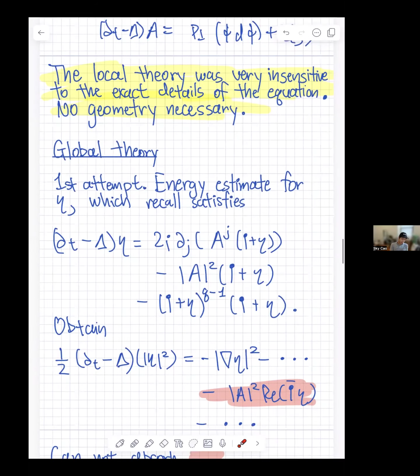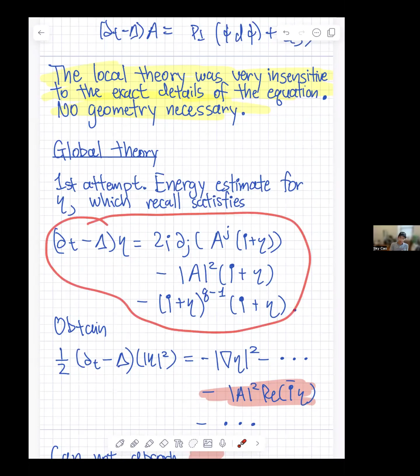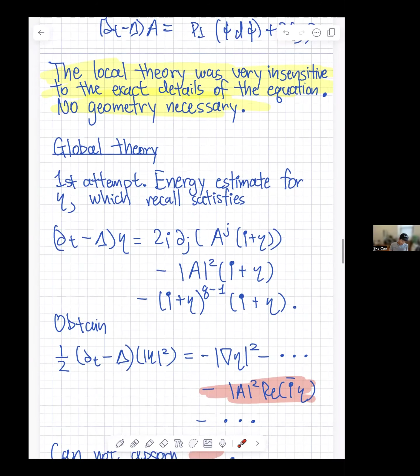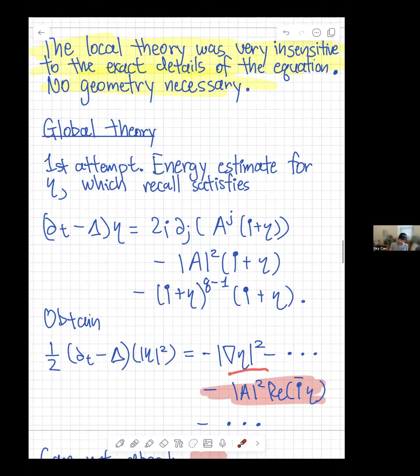And then testing eta against itself, against the equation. Again, it doesn't really matter the exact details of the equation for eta, the remainder. The main thing is that now if I compute the evolution of eta squared, I'm going to get some good terms, but then I'm going to get one really bad term, which I highlight in red here.